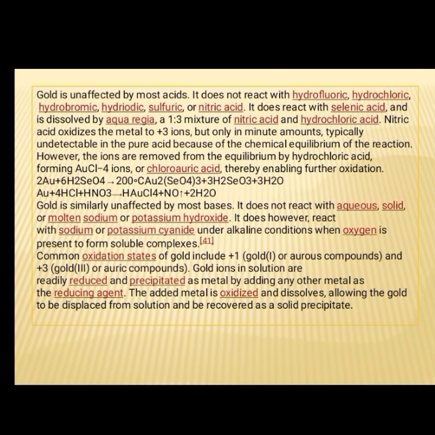Common oxidation states of gold include +1 and +3. Gold(III) ions in solution are readily reduced and precipitated as metal by adding any other metal as the reducing agent. The added metal is oxidized and dissolves, allowing the gold to be displaced from solution and be recovered as a solid precipitate.